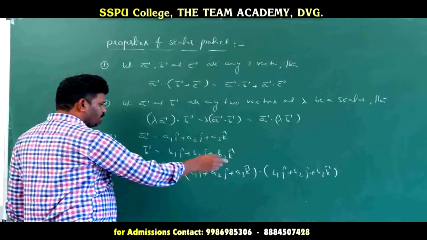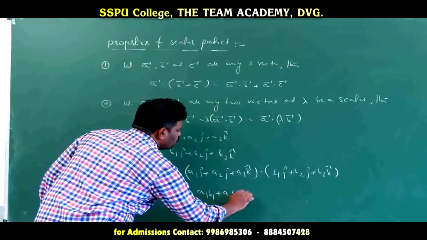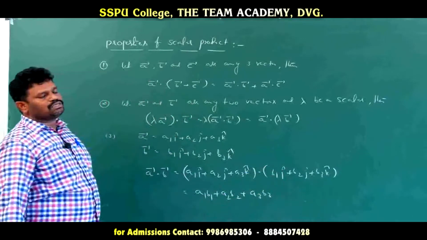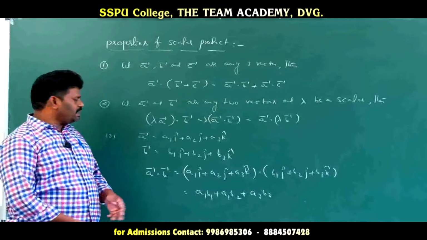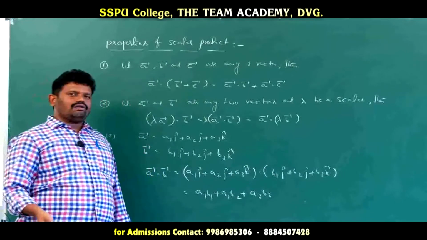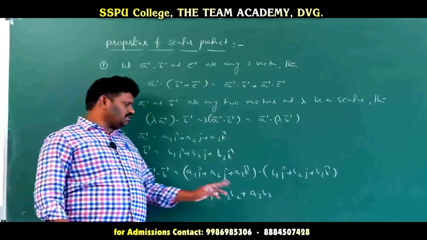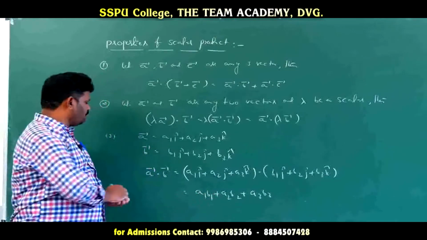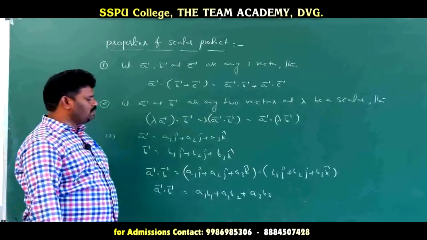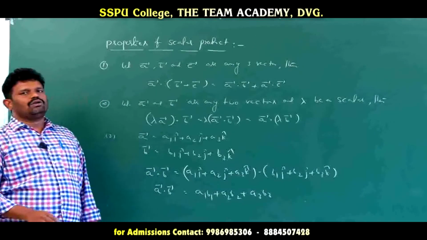So if you find the product between those values, finally you get a1 b1 plus a2 b2 plus a3 b3. For scalar components we just multiply, so i with i is equal to 1, and the remaining i dot j, i dot k, which involve another vector, are 0. The dot product of the same vectors is equal to 1, and if we consider different unit vectors the value is 0. So finally a bar dot b bar is equal to a1 b1 plus a2 b2 plus a3 b3. These are the properties of the scalar product or dot product.